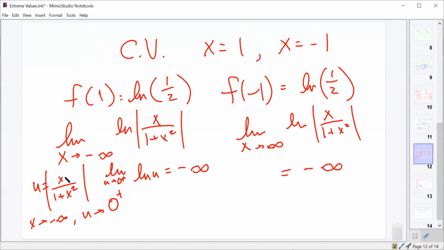If u is the absolute value of x over 1 plus x squared, then as x goes towards infinity, x over 1 plus x squared goes towards 0. And since it's inside of an absolute value, it's got to be approaching 0 from the right-hand side because it's always going to be positive numbers. Oh, got it. Cool. Any other questions?